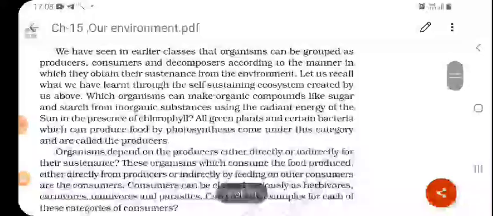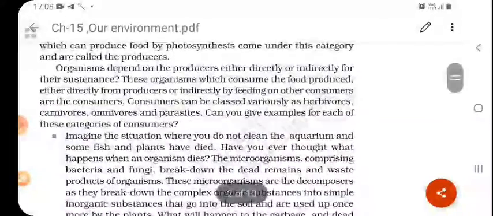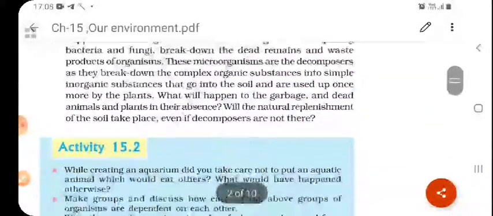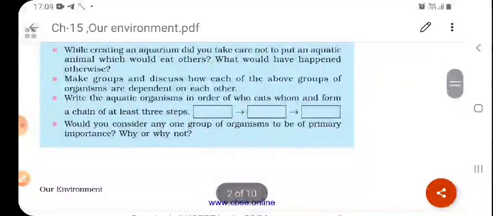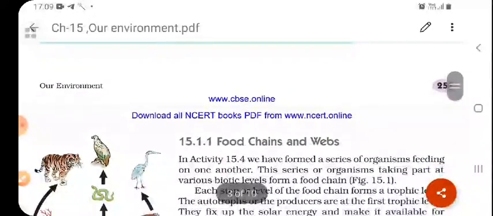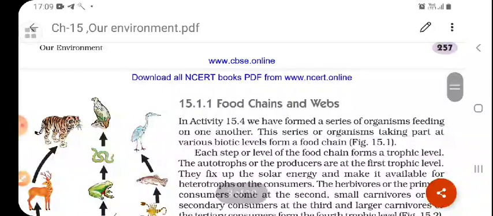Now, this is about the biotic components, animals and plants, and their classification. Next topic is food chains and webs. What is a food chain? A food chain is between the producers, consumers, and decomposers. This is how the plants prepare their food, how the herbivorous animals eat them, and how the carnivorous animals eat the herbivorous animals.